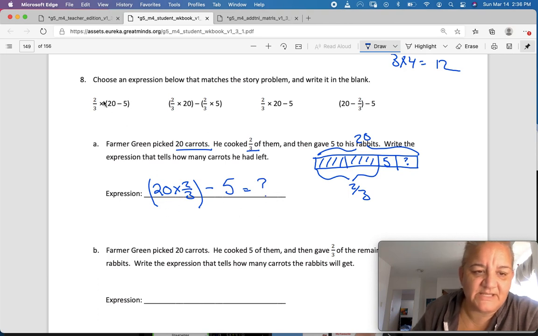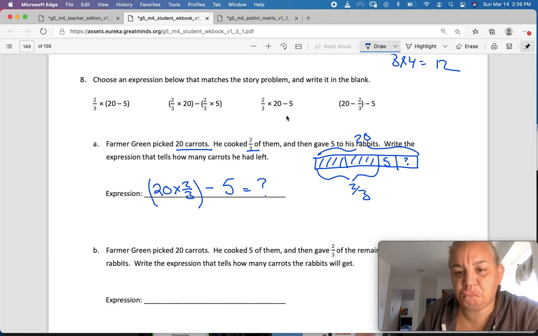So which one of these matches that? 2/3 times, no, well that's not going to work. It's definitely not that one. 2/3 times 20 minus 2/3 times 5. Well, why the 2/3 here? I don't know why. 2/3 times 20 minus 5. I think that one will work. I mean, we flipped it around, but it's the same part, right? It's the same problem.